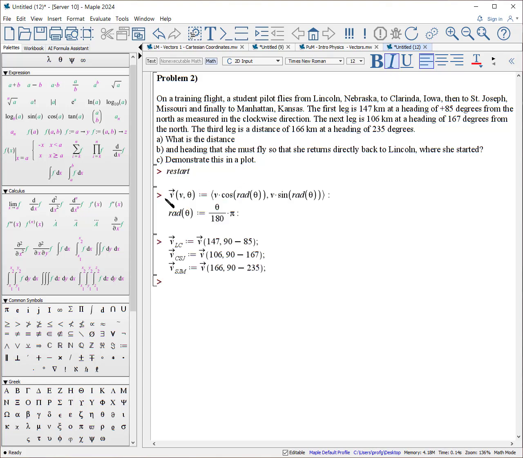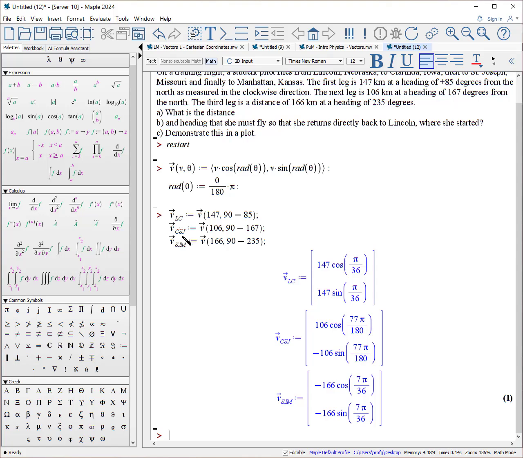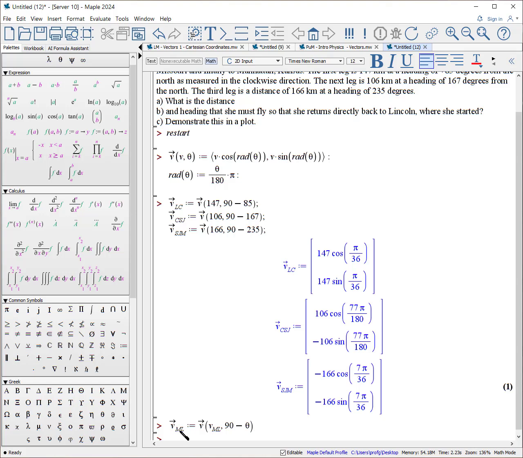So we play the same game as before. We use the fact that we have to write out our vector into their x and y components, and since the angle is going to be passed in degrees, we need the radian converter function. Each magnitude is passed as a distance, and the angle is initially measured in the 90 degrees, but then we subtract off the heading. This first vector is from Lincoln to Clarinda. This vector is from Clarinda to St. Joseph, and this one's from St. Joseph to Manhattan. The final leg is from Manhattan to Lincoln. It is a vector, again, with an unknown distance and an unknown heading.